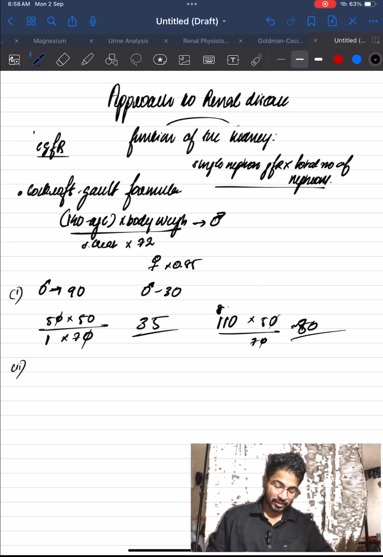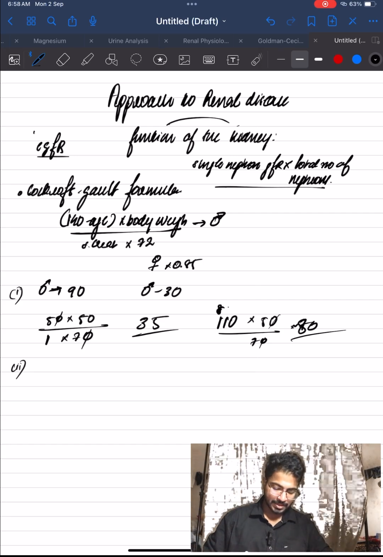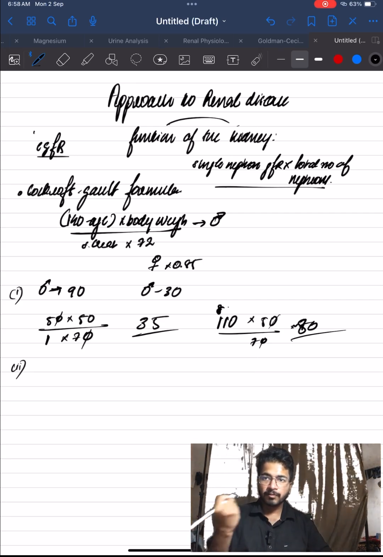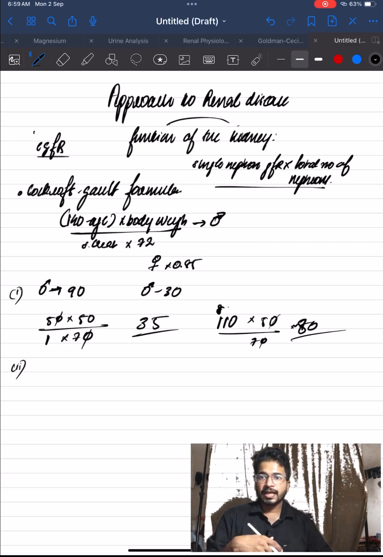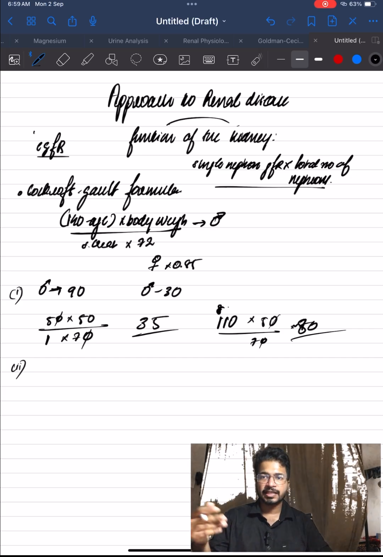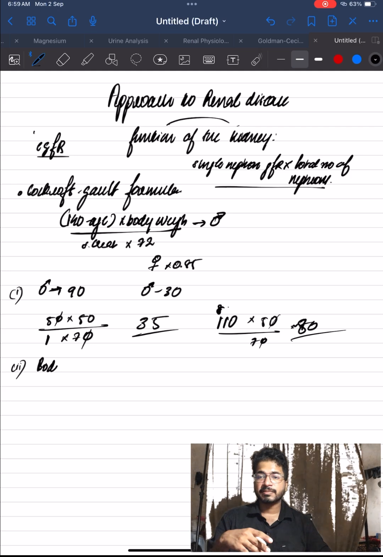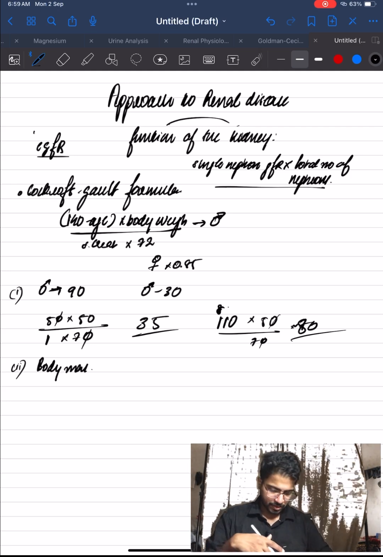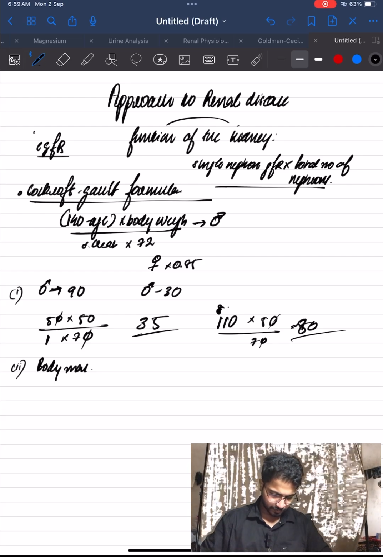So overemphasis on age is one issue. The next issue is that baseline serum creatinine is dependent on the body mass of the patient. A bulky patient, or a patient who is more physically active, will have a higher baseline serum creatinine than a normal person. So that is also another issue, the body mass.